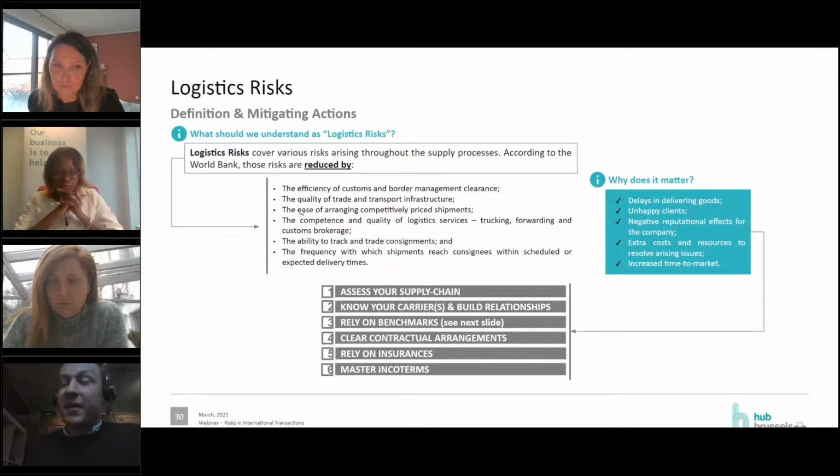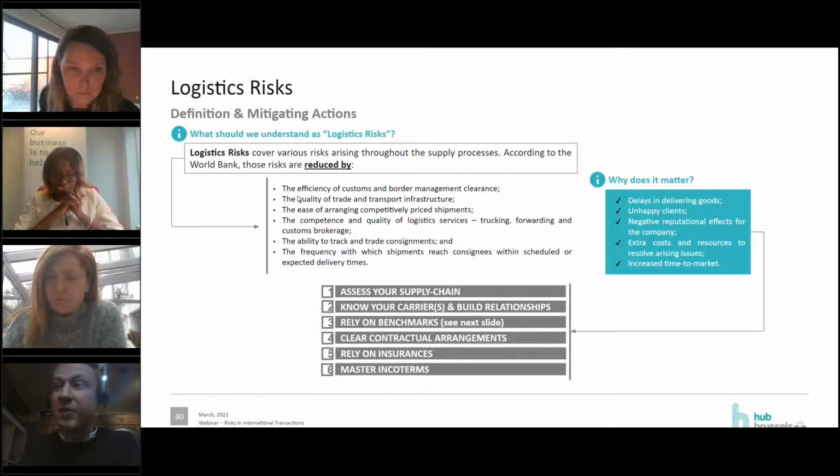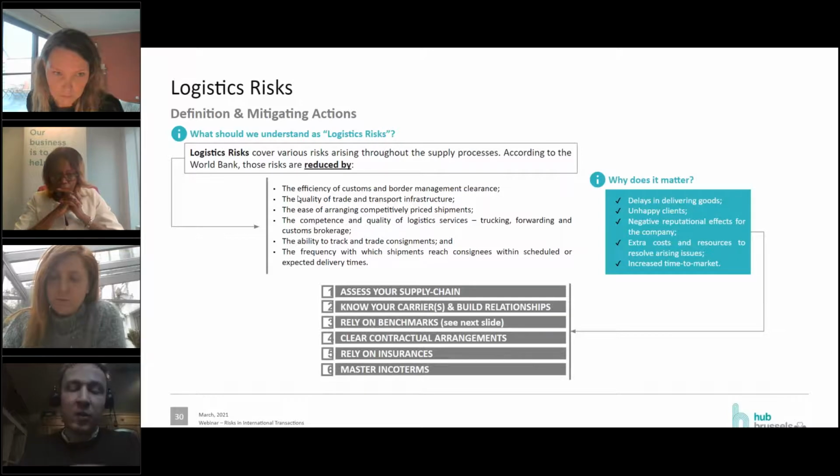We define these variables as risks, such as the efficiency of customs and border management clearance, the quality of trade and transport infrastructure, the ease of arranging competitively priced shipments, the competence and quality of logistic services, of course, the ability to track and trace consignments, and the frequency with which shipments reach consignees within scheduled or expected delivery times.